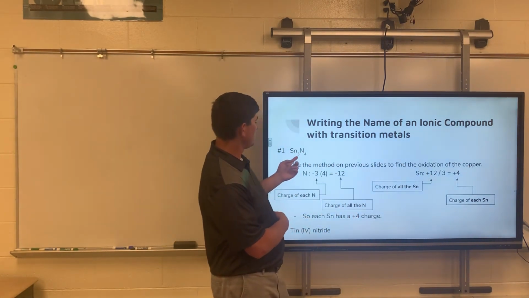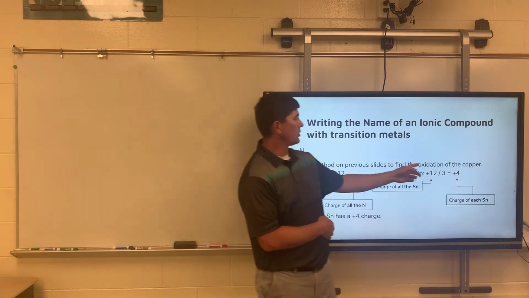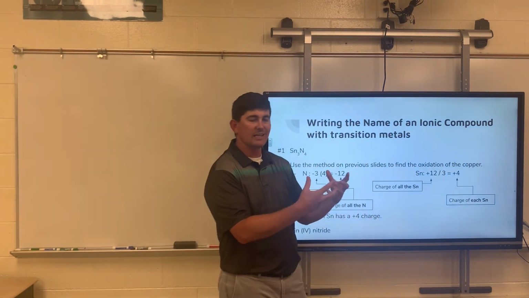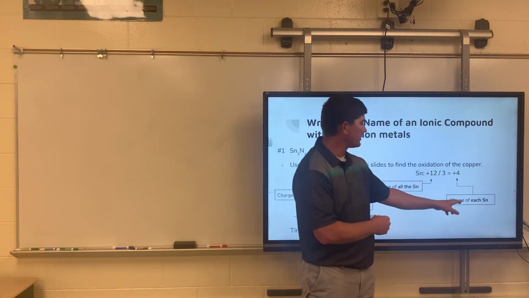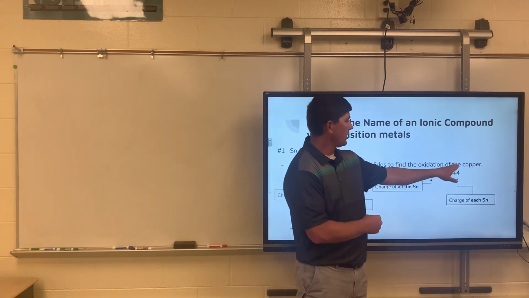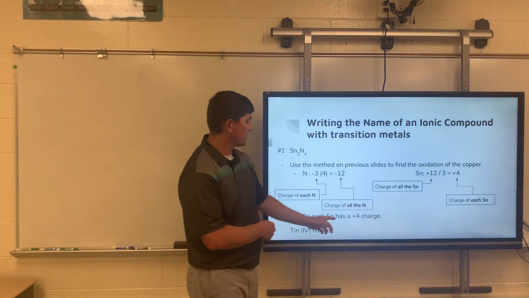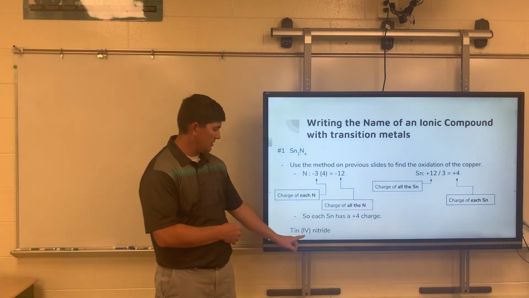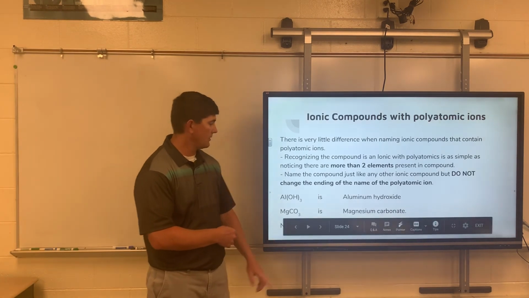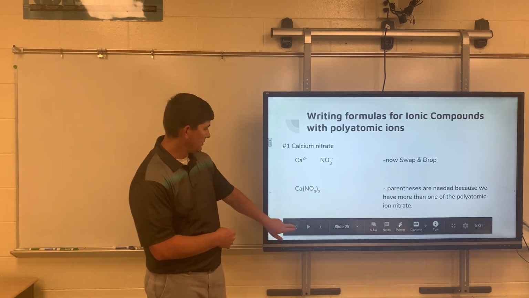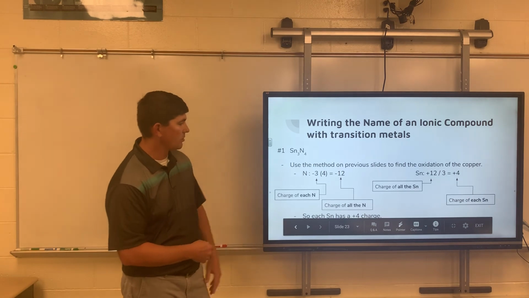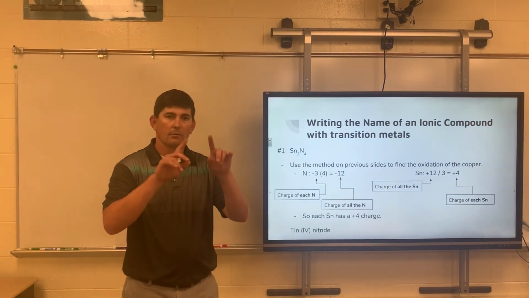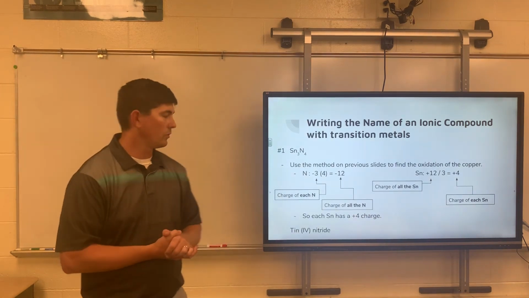Divided by how many tins we have? We have 3 tins. So 12 divided by 3 gives me 4 for each of the tin atoms or tin ions, right? So we have a charge of 4, an oxidation number of 4 for the tin. So we would say this is tin(IV) nitride. Oops. Tin(IV), if I get that thing to go away, you'll be able to see it again. Tin(IV) nitride, okay? Parentheses there for the Roman numerals.